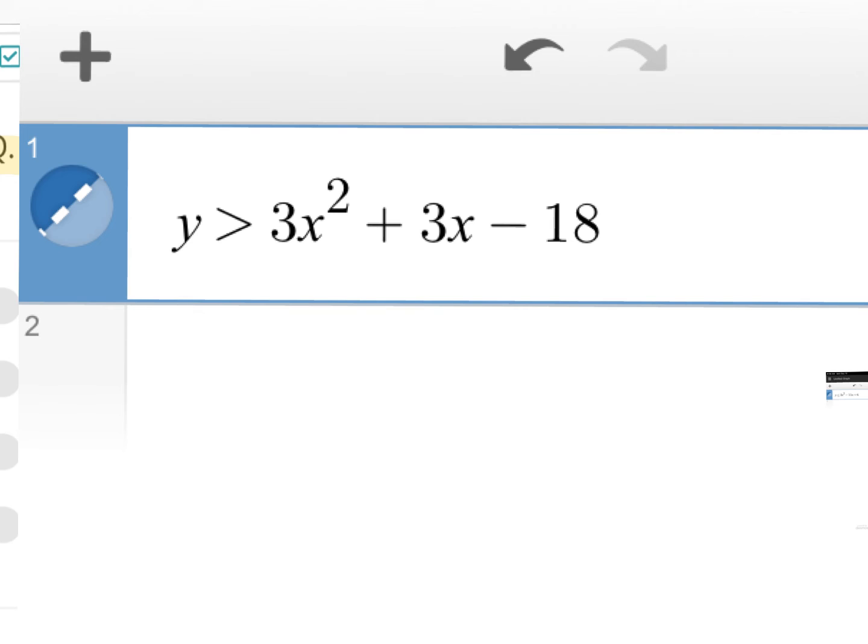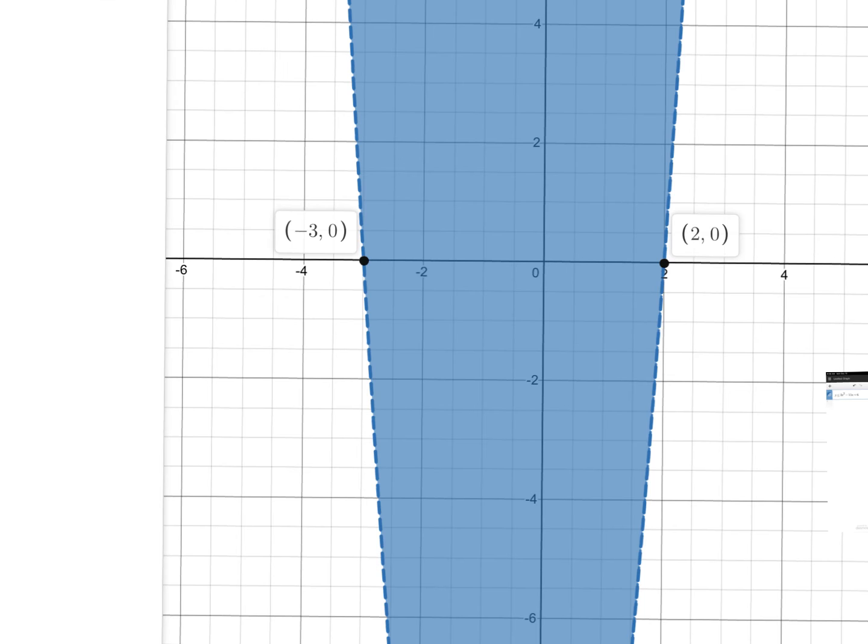There it is, typing it in. Let me show you the parabola. You can't even see the entire parabola, but who cares about the entire parabola? You just want to see the x number line. So if you click your cursor right there on the x number line and right there on the x number line, it'll tell you your answers, -3 and 2, your x-intercepts, which are your answers. So the shaded part is where your answers are at.